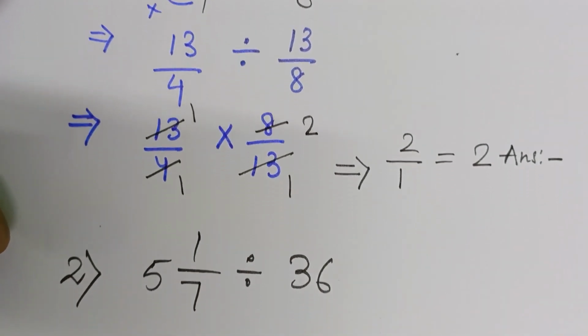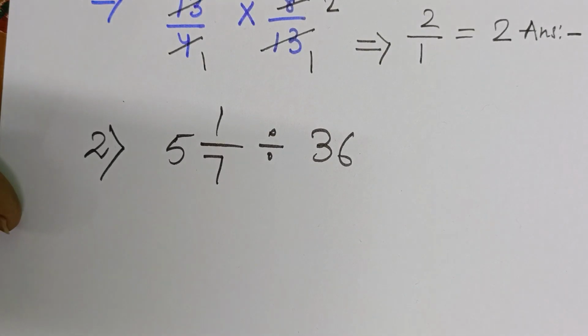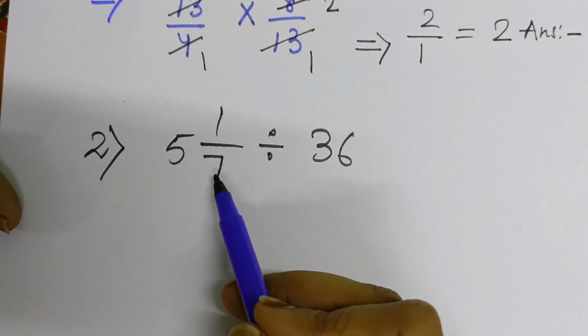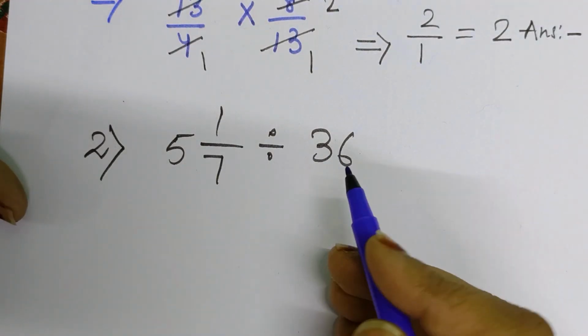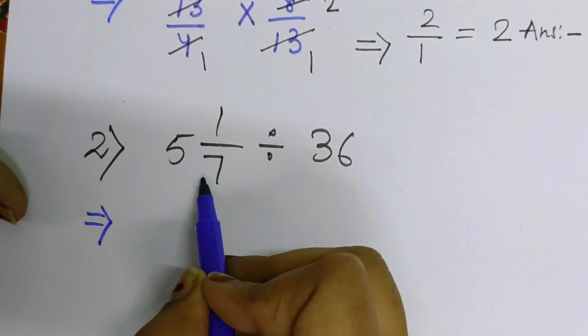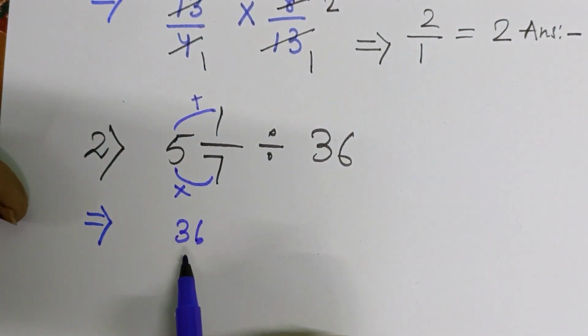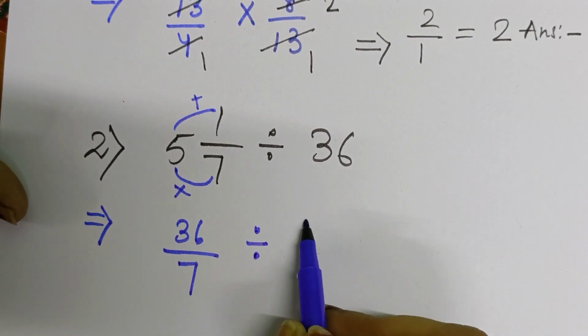Okay? Now, let's do the next one. That is 5 1 by 7 divided by 36. So 7 5s are 35. 35 plus 1 is 36. So 36 by 7 divided by 36.